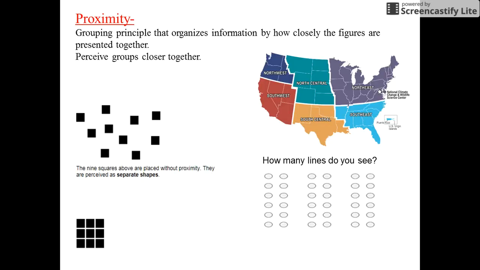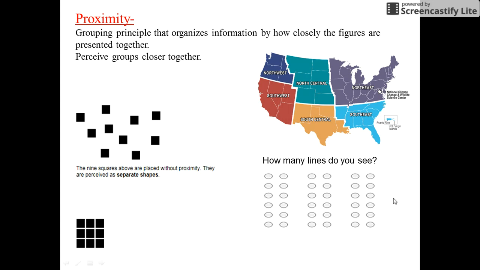First way we group information is by proximity. So make sure you jot down the definition, pause it, and maybe take a picture of the different images for yourself or draw them in your notes. Proximity is a grouping principle that organizes information by how closely the figures are presented. We group things based upon how close they are together. So on this first image up here, okay, the squares appear to be very spread out and further apart. So you might see this as 9 different squares. However, if you look at the image below, you may perceive it as one image.